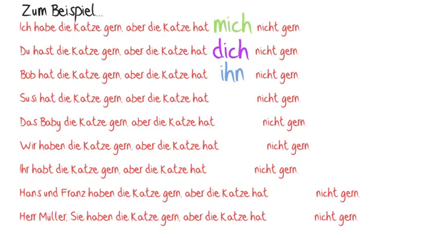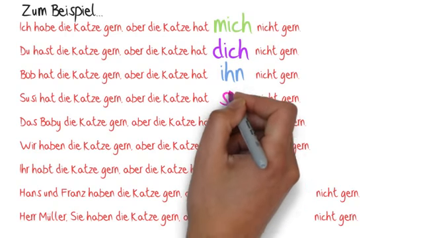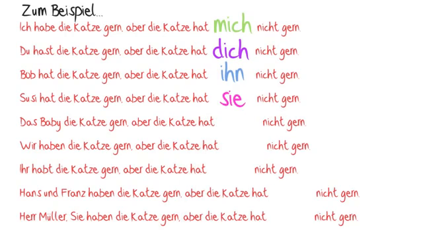Susie is simple. Sie is the only option for feminine words, whether they're subjects or direct objects. The same goes for neuter words. The only option there will be es.